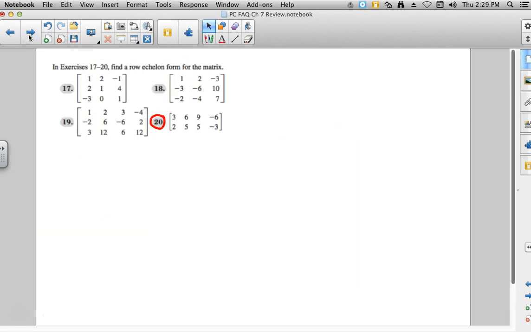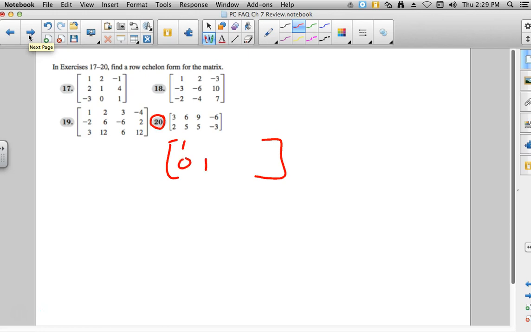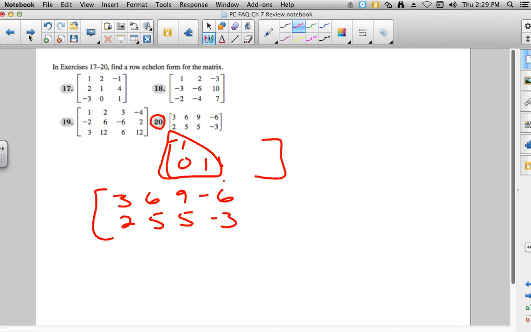Then number 20, well, this one says the same thing. We're going to find a row echelon form. But the thing is, this is not a square matrix. It doesn't have to be a square matrix, but what we're going to have to do is get this matrix to have a 1, a 0, and a 1. This is what we have to have in that left-hand corner in order for this to be in row echelon form. So let's see what we have. 3, 6, 9, -6, 2, 5, 5, -3.